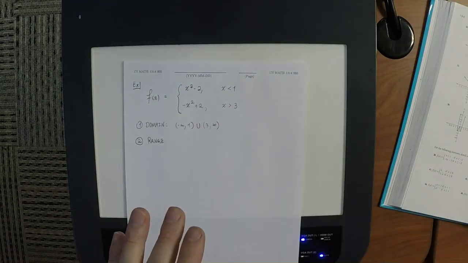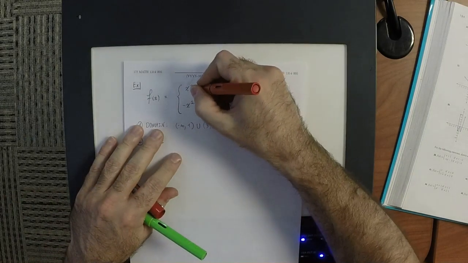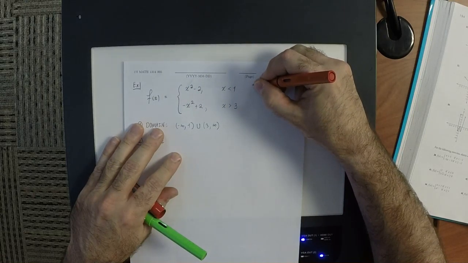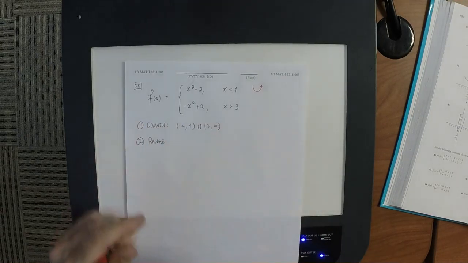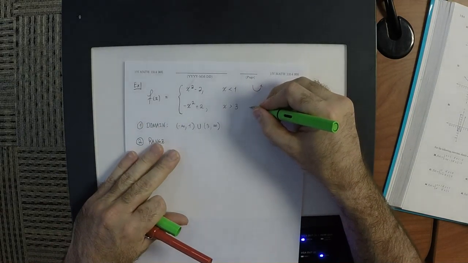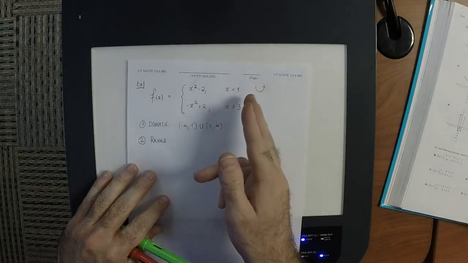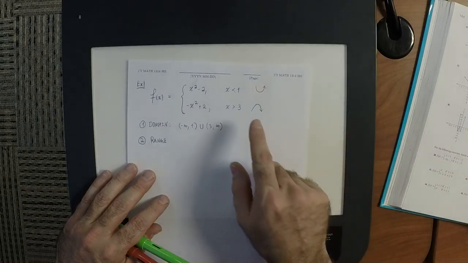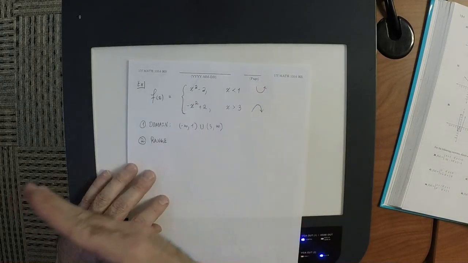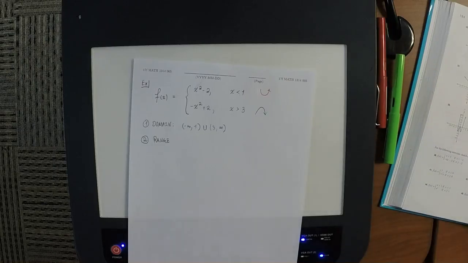Okay, so we don't need to know this quite yet because we're not quite there. But this thing is going to be a parabola that opens up. And this one is going to be a parabola that opens down. And what this function is doing is it's kind of taking the red one, cutting it, and discarding the right side, and taking the green one, cutting it, and discarding the left side, and then sort of surgerying them together to see what happens.